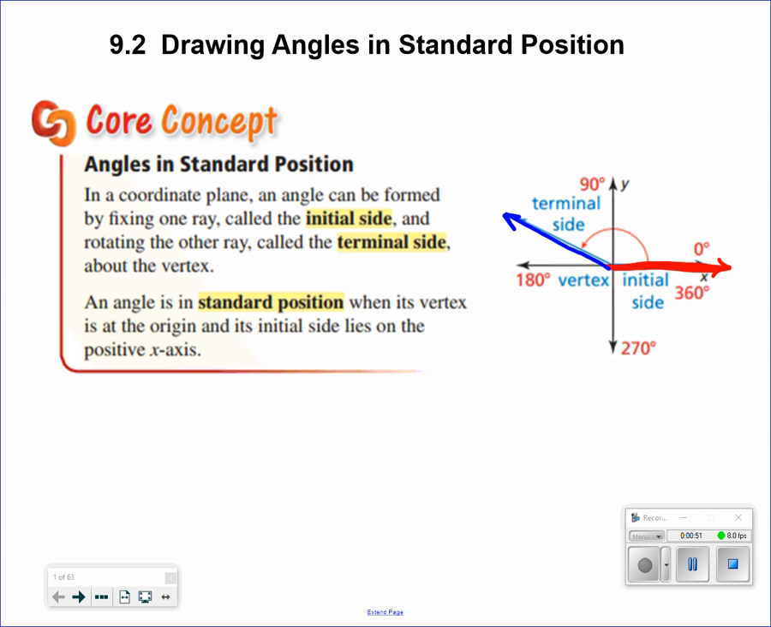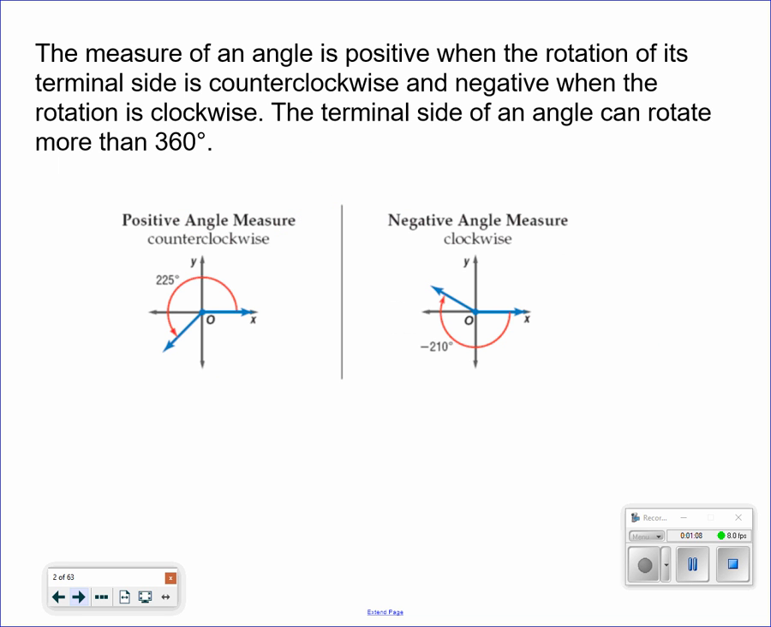An angle measure is in standard position when its vertex is at the origin and the initial side lies on the positive side of the x-axis. So again, always start on the positive side of the x-axis, and then you'll rotate going around counterclockwise. If it's a positive angle measure, you would go counterclockwise. If it's a negative angle measure, you would go clockwise. You're going to go that direction.